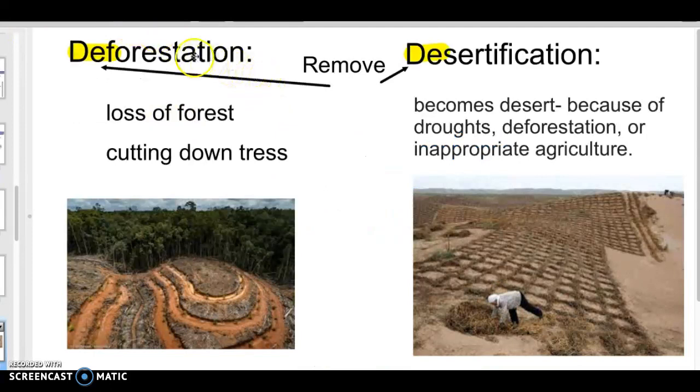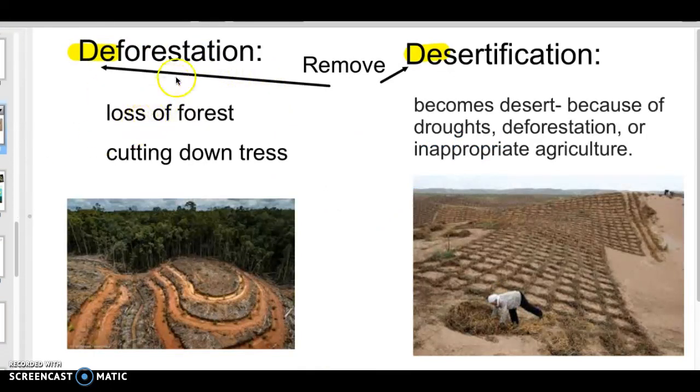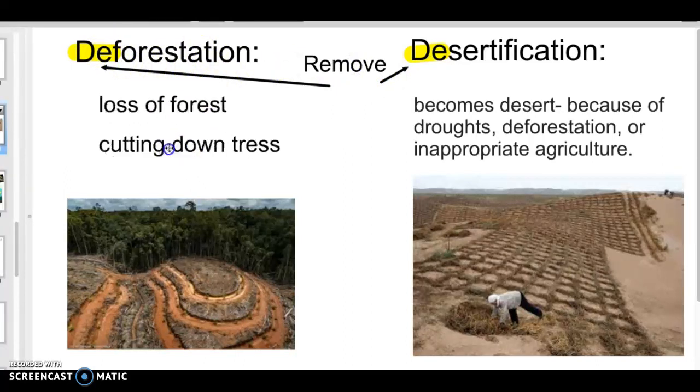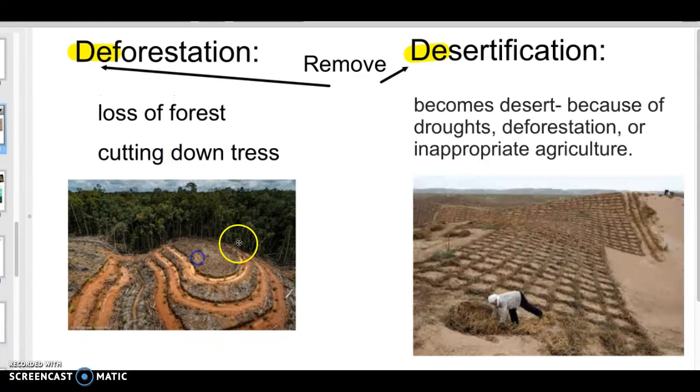So the last couple of things in chapter 6 that can be impacting our world would be deforestation and desertification. So they both start with D. That is a root word you need to know that means remove. So deforestation is the removal of forests. It's the loss of trees by cutting them down to use for resources.